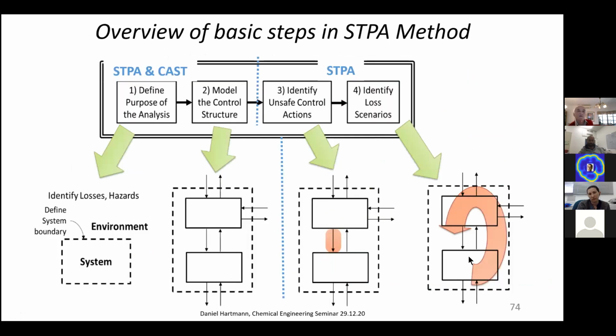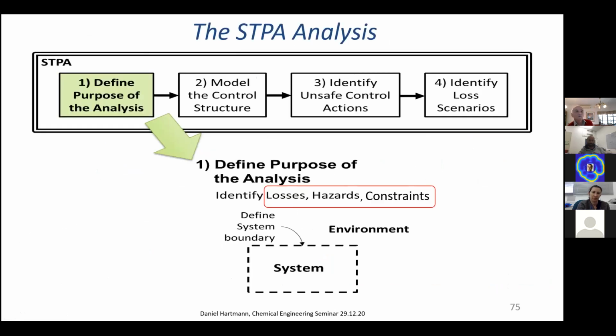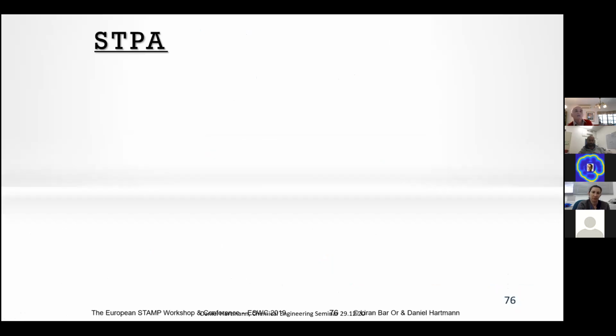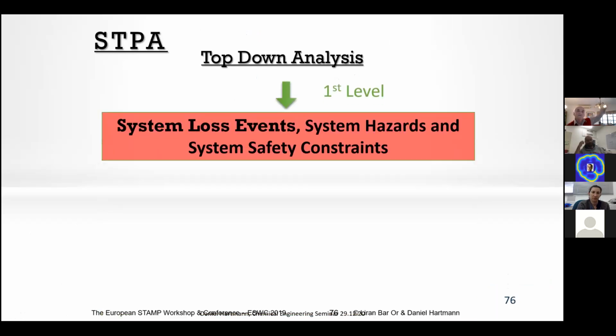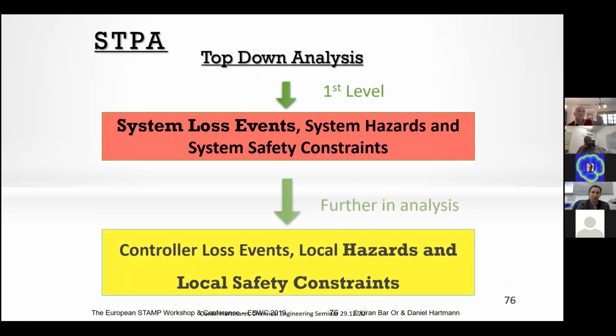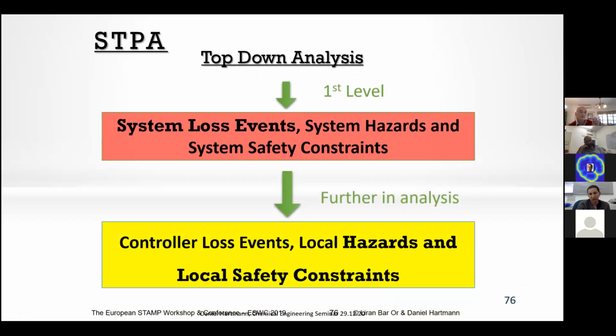Okay, and now we have the methods. STPA, as you remember, is the hazard analysis method. It has four steps. Again, we don't have time. We define the purpose of the analysis, and we start top down, at a very high level, and then we go deeper and deeper into the different control loops. In a complex system, you can have hundreds of control loops, and you have to look theoretically, in the design, and analyze all the control loops.